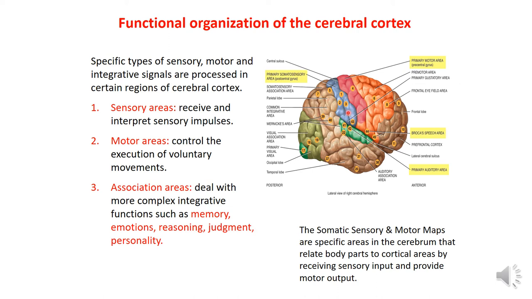For example, area 3, 1, and 2 are producing what? They are the site of relay, or the site of termination, or the site of receiving all the types of somatic sensation. That means that when I touch your skin, for example, in your right hand, we are going to stimulate the left primary somatic sensory area. If you have a lesion in this area, you cannot perceive the sensation. You will not feel this sensation. So that is a function of each part. Each part has a specific function.